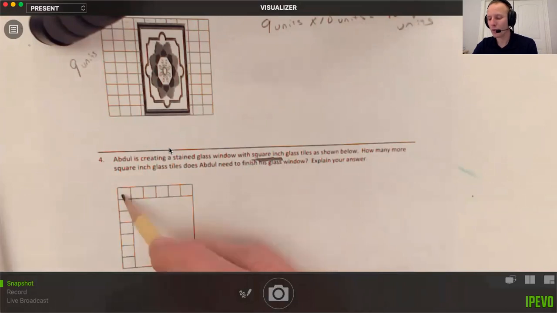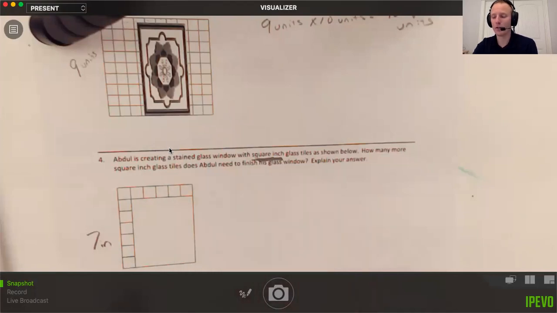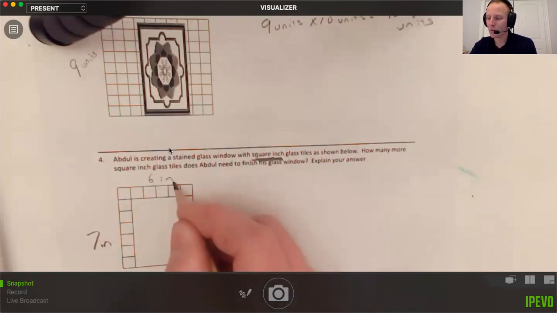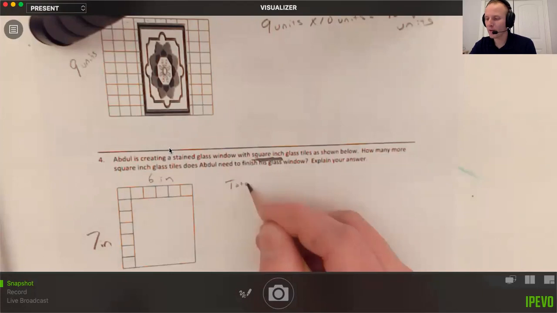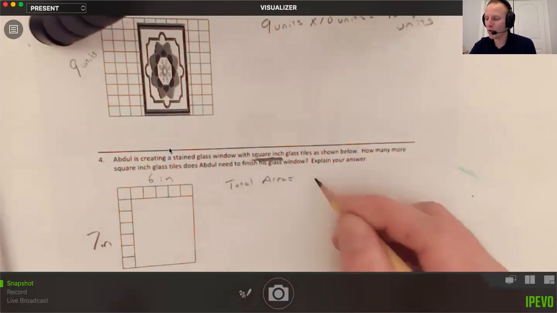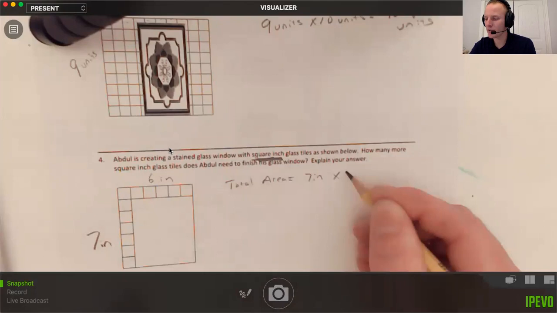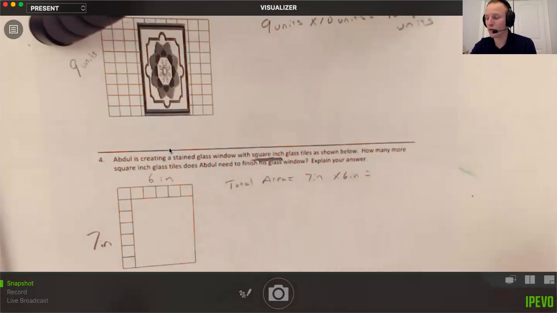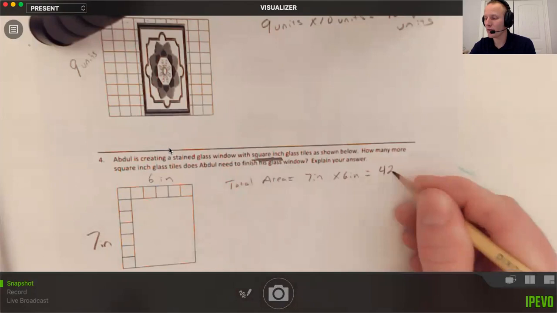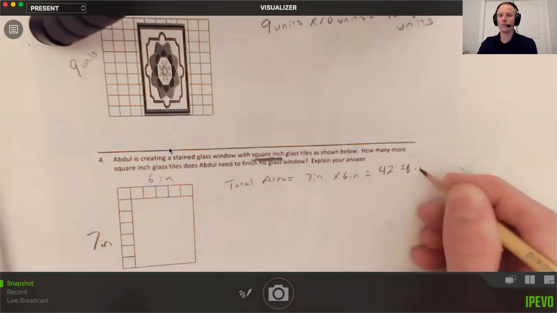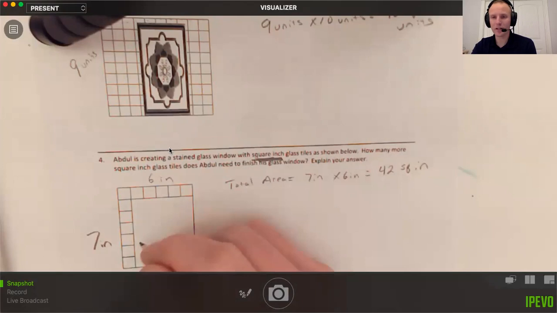So 1, 2, 3, 4, 5, 6, 7. So that's 7 inches. I'm going to find the area of the whole thing first, and I'm going to subtract what he's already done to find out the missing piece. 1, 2, 3, 4, 5, 6 inches. So total area equals 7 inches times 6 inches. 7 times 6 is 42 square inches. So this whole thing is going to take up 42 square inches.